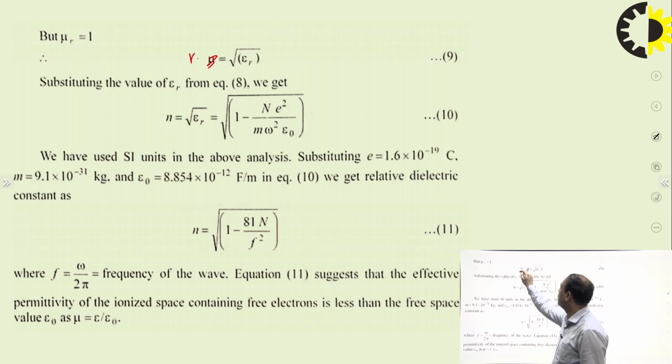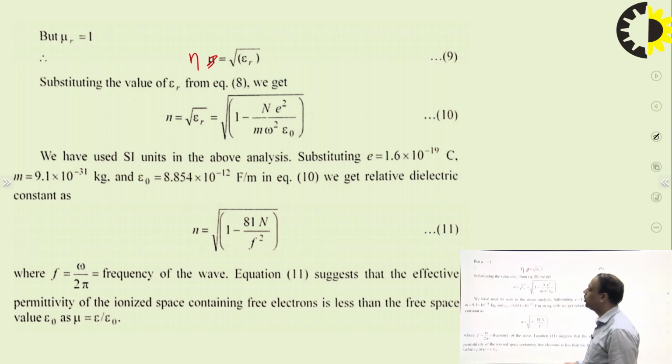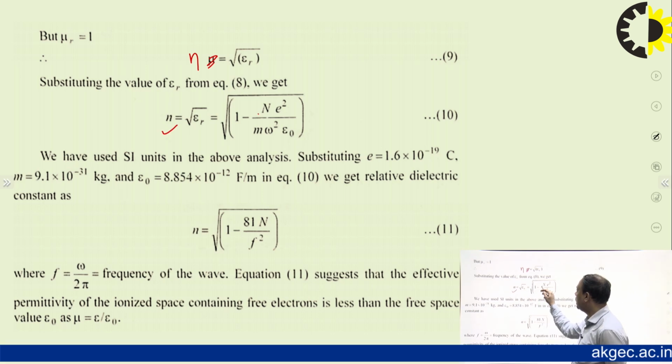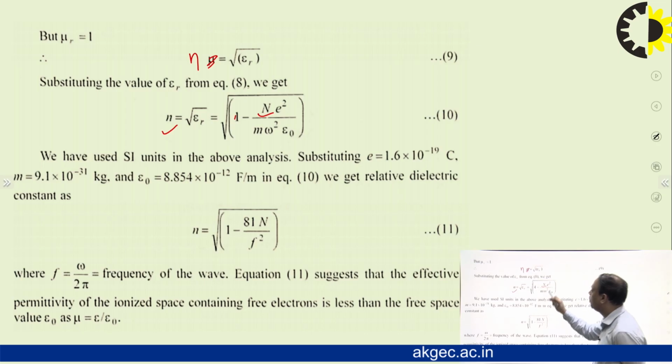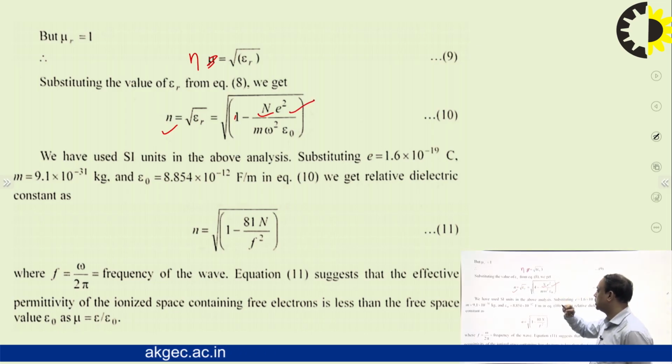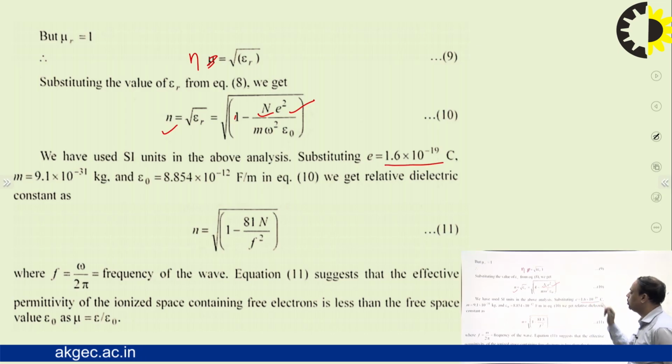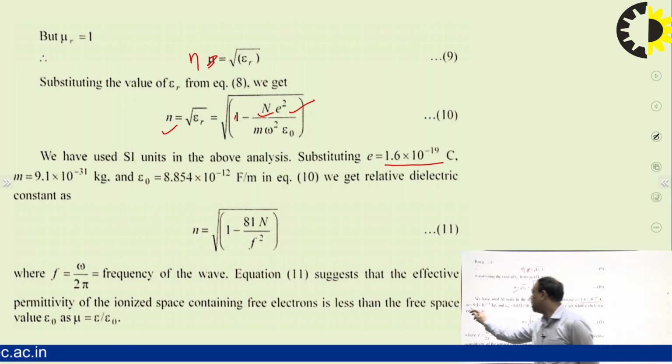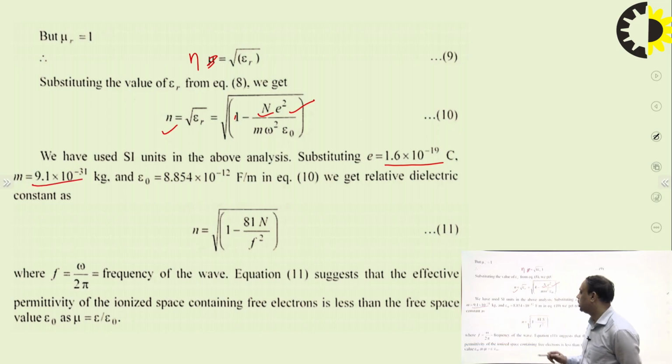Here, n is nothing but the square root of epsilon r. So the refractive index of the layer having n number of electrons is equal to the square root of epsilon r, which is the square root of 1 minus N e squared upon m omega squared epsilon naught. If we put in the values of the constants, like the charge of the electron, 1.6 into 10 to the power minus 19 C, the mass of the electron, 9.1 into 10 to the power minus 31 kg, and epsilon naught, we find the refractive index of the layer is the square root of 1 minus 81 N.